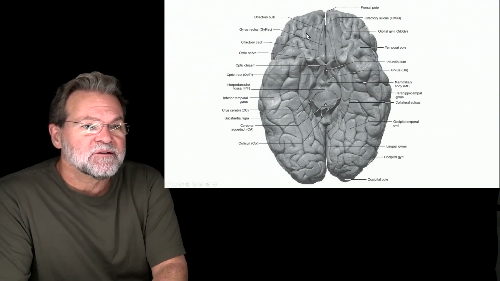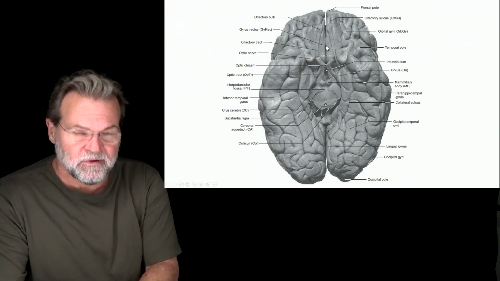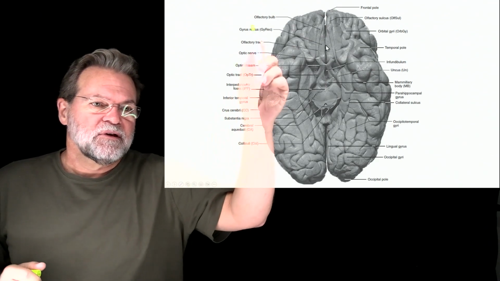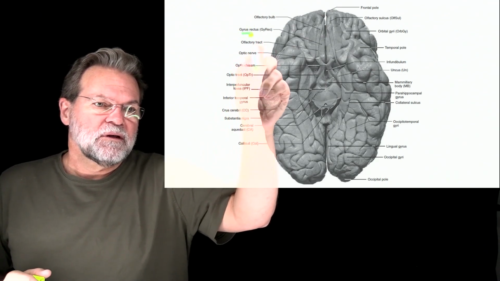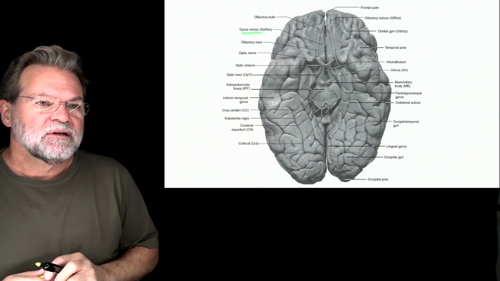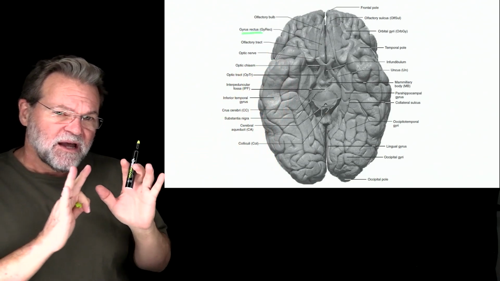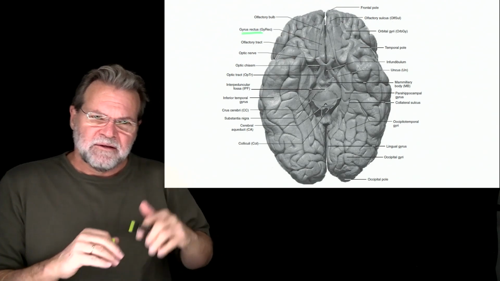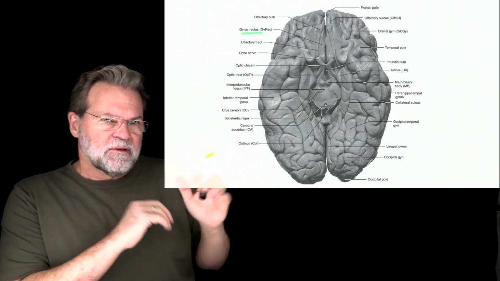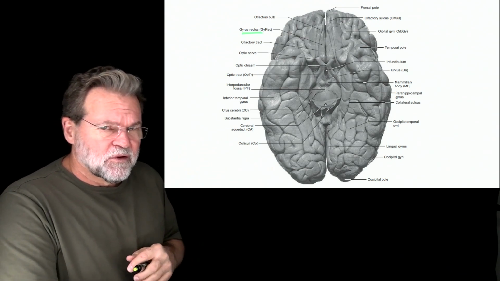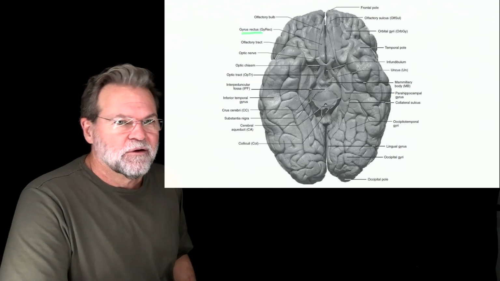Gyrus rectus is the straight gyrus. That's important. That's the only straight gyrus in the human brain. Gyrus rectus. The olfactory bulbs and tract. I think we'll save the cranial nerves for the next 2 weeks of lab, so we won't label those today as far as responsibility, but ultimately we're going to know them anyway.